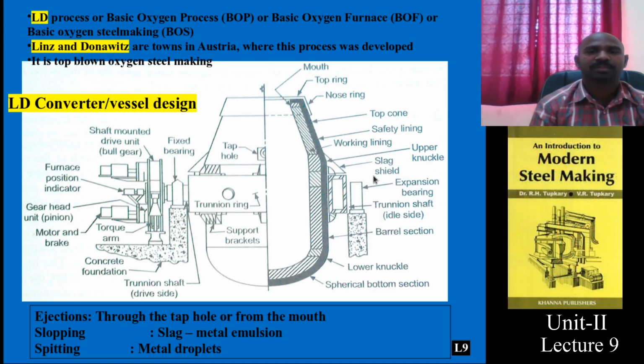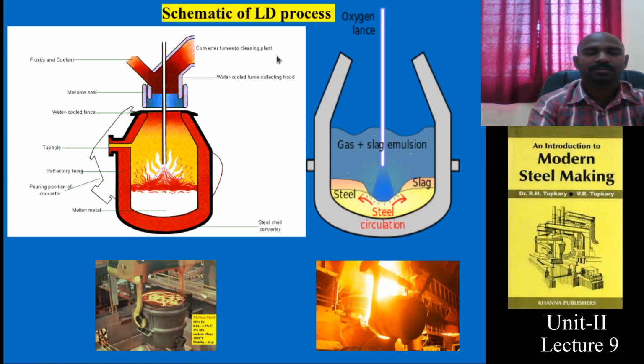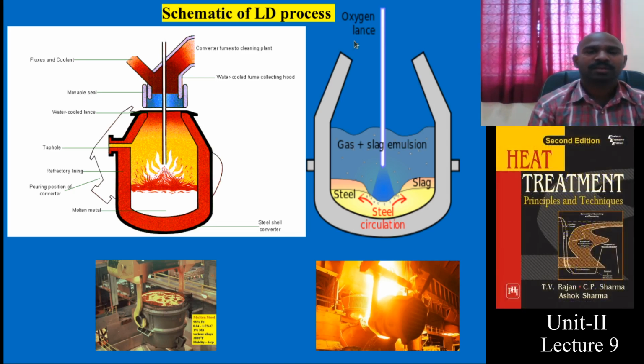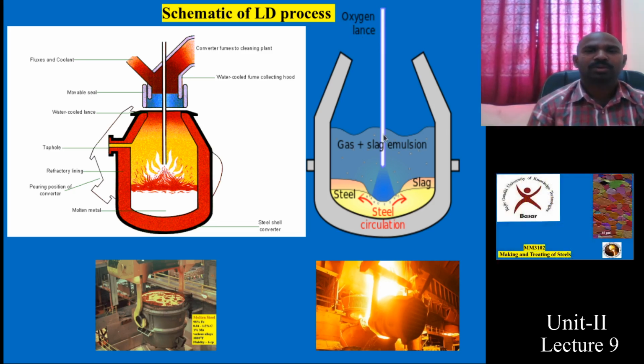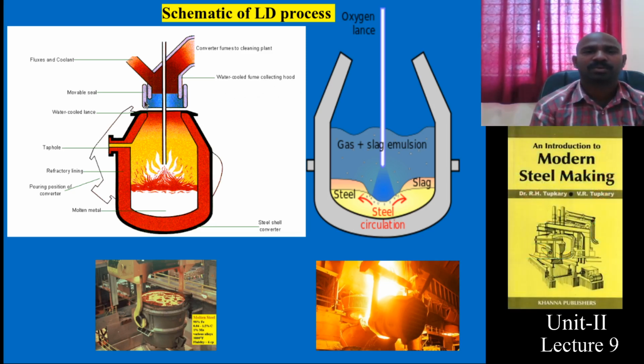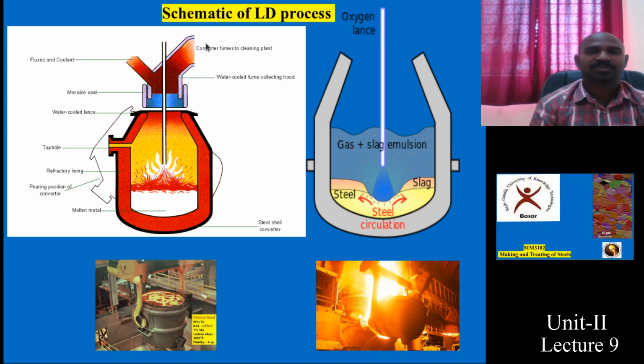This is how it looks like. These are the simple schematics. So instead of going into the complicated design, this particular tube is called the oxygen lance. A lance is nothing but sending the oxygen through a tube which is made of steel with a copper tip. And this is the mouth, this is the cone, this is the barrel section, and this is the bottom spherical shape of the LD.